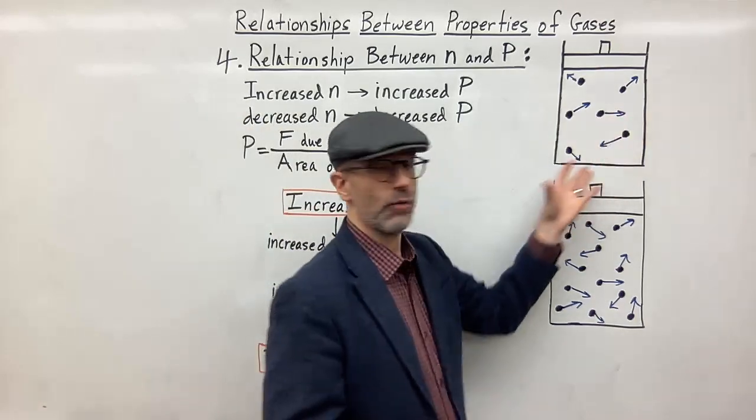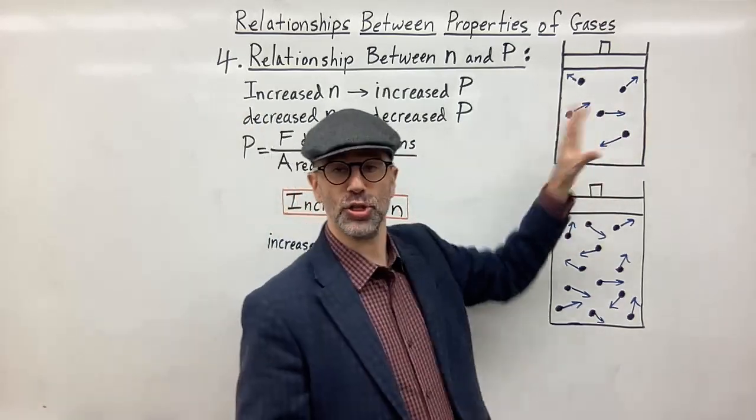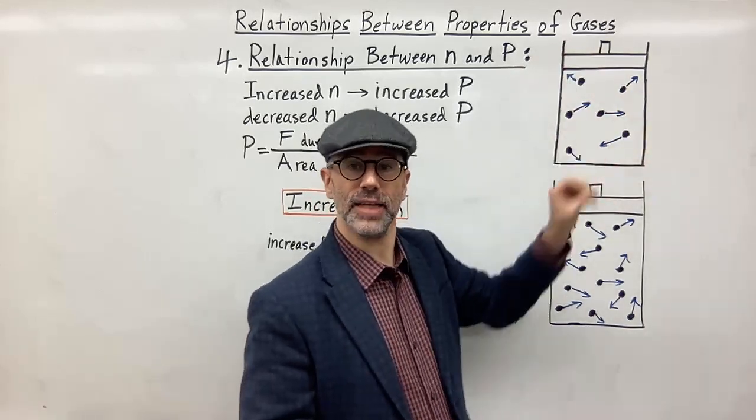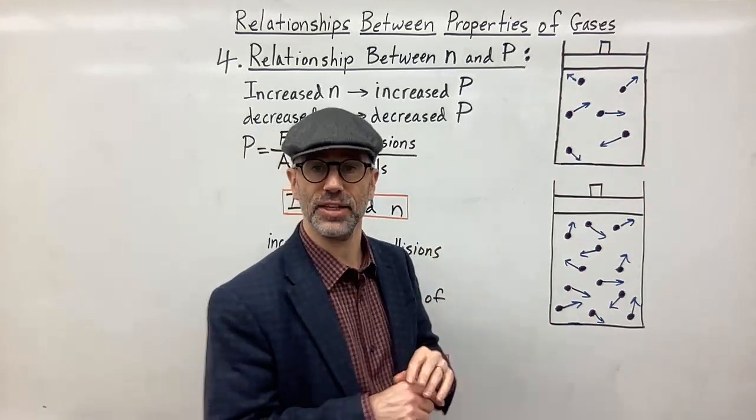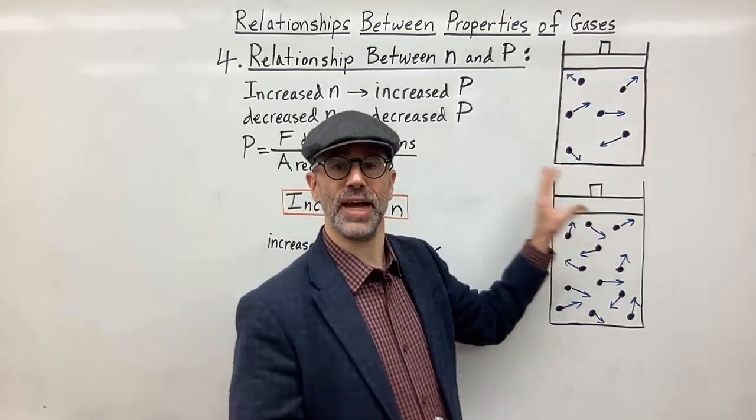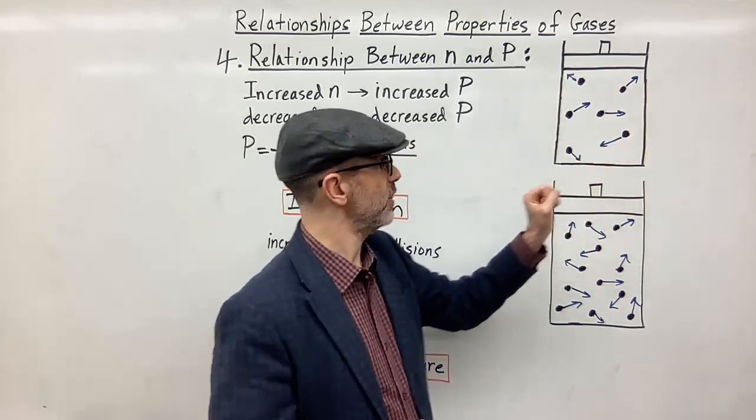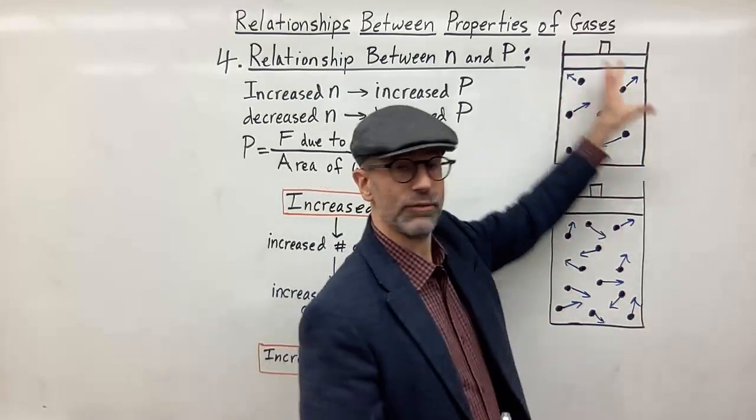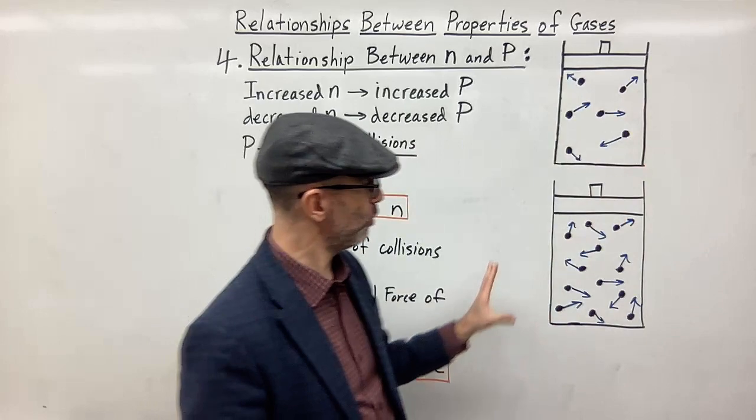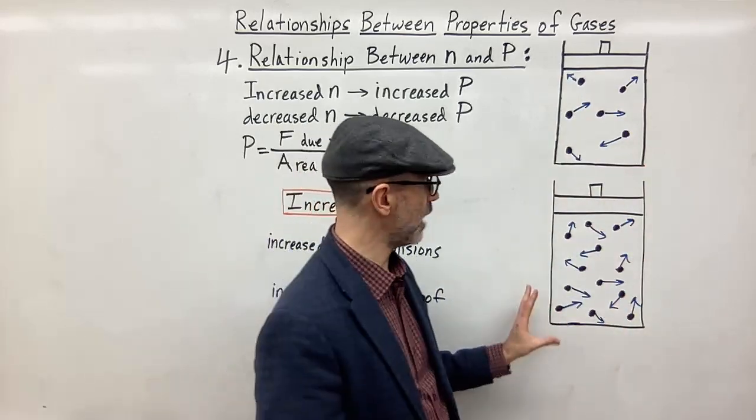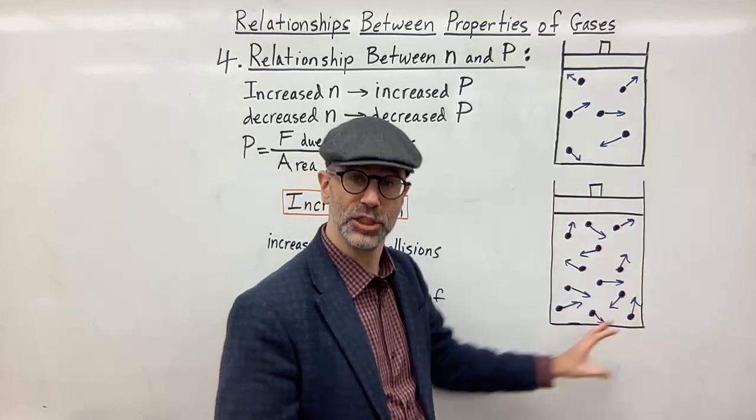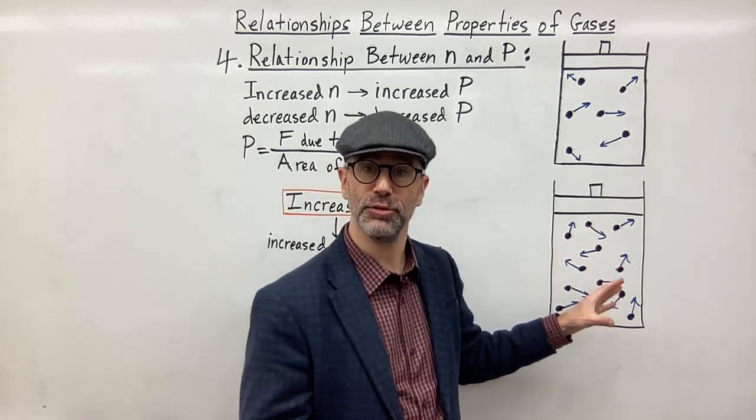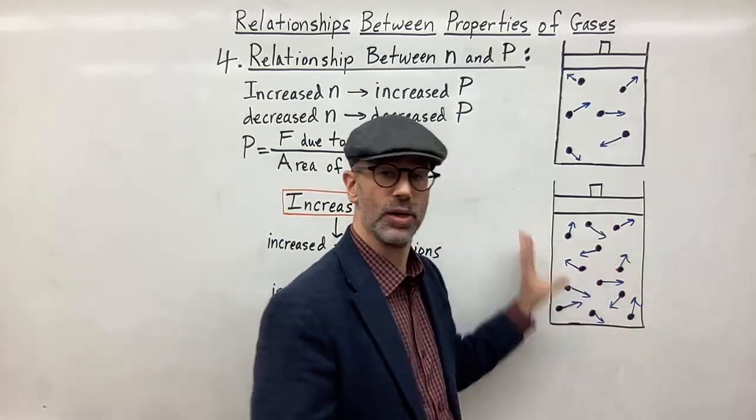Here, when I've only got six particles, the particles are bouncing around in the container. They're colliding with each other. They're colliding with the sides of the container. And because I only have six particles, I don't have as many collisions per second. So I have fewer collisions here, but if I double the amount of particles, now I have more collisions. I'm going to have double the amount of collisions given the same amount of space.